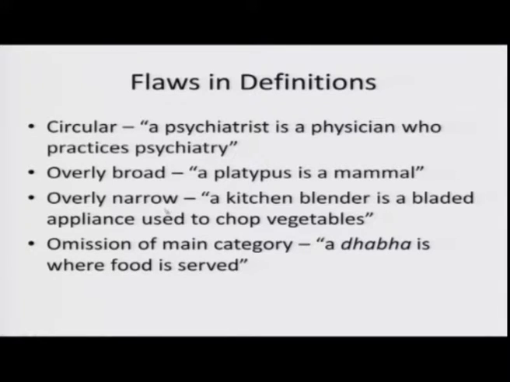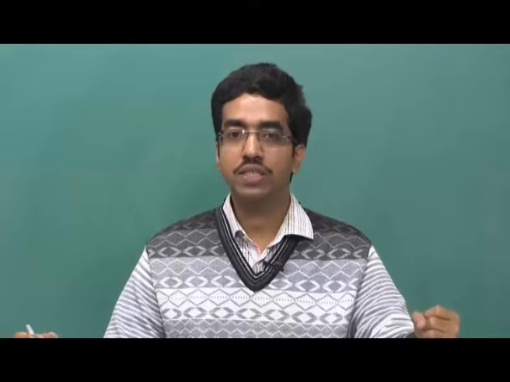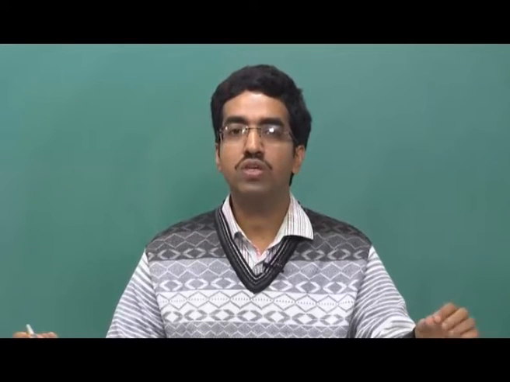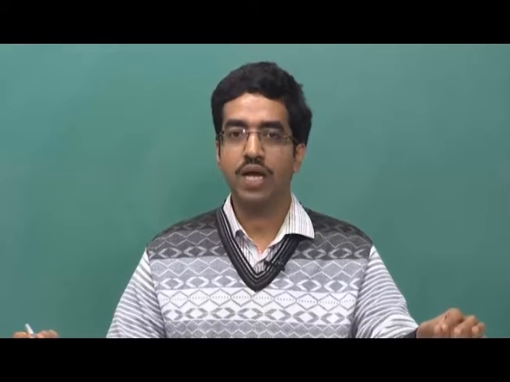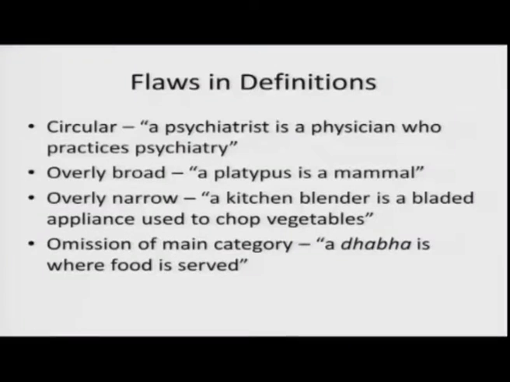Next is the opposite of it: you become so specific that, as a result, you may leave out some essential features. You zero in on only one of the features and define it in a very narrow sense. Say, for example, here is a definition: a kitchen blender is a bladed appliance used to chop vegetables. Yes, it is an appliance, right? It has blades. Here is the problem: you are saying it is used to chop vegetables.